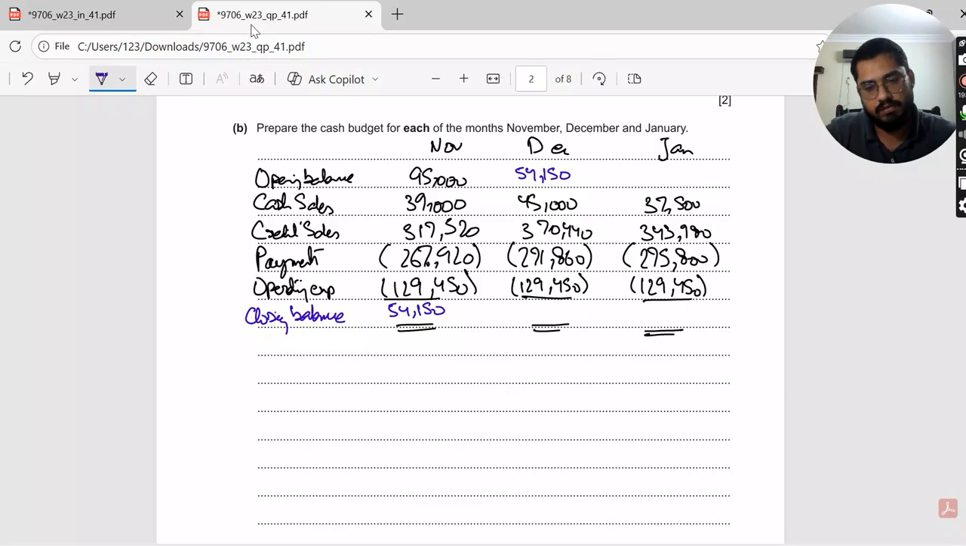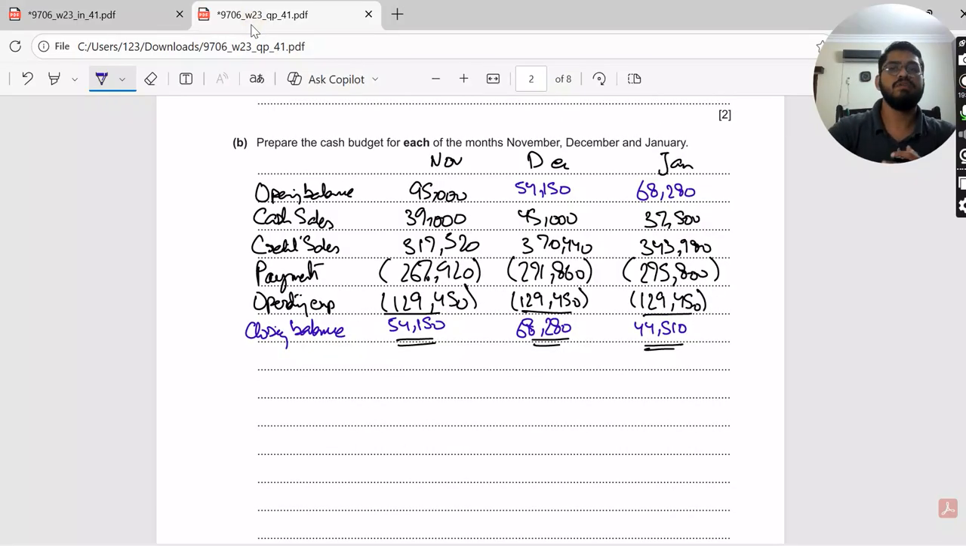and then 54,150 plus 45,000 plus 370,440 minus 271,860, minus 129,450. This comes up to 68,280. Again, this will be the opening balance for the next month, and then 68,280 plus 37,500 plus 343,980 minus 275,800 minus 129,450. So this comes up to 44,510.